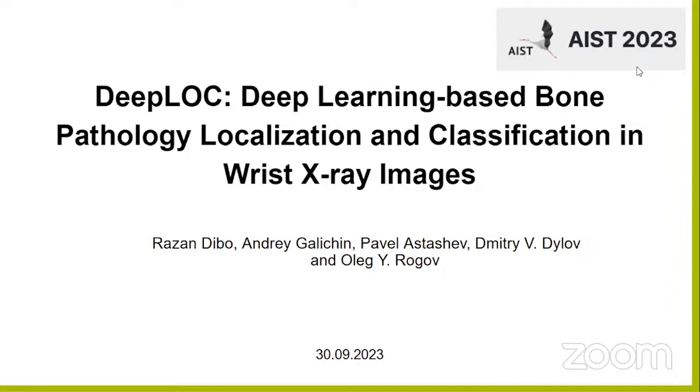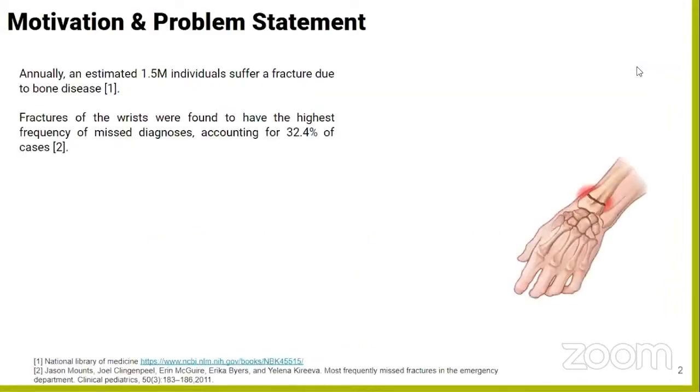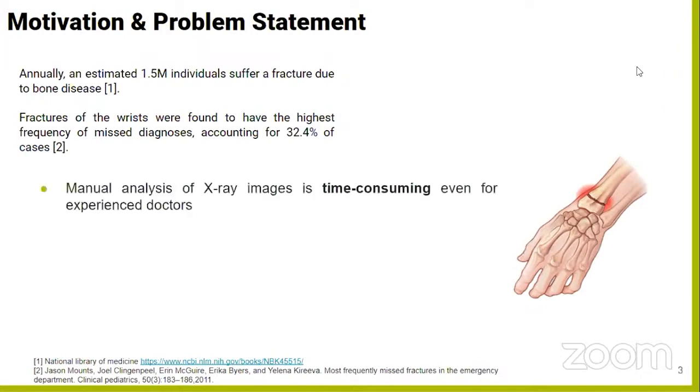In fact, bone diseases are a common and serious problem. According to statistics, there are around 1.5 million cases suffering from fractures due to bone diseases. Also, it was found that fractures of the wrists have the highest frequency of misdiagnosis, accounting for 32% of all the cases. It's important to note that the manual analysis of X-ray images is time-consuming, even for experienced doctors.